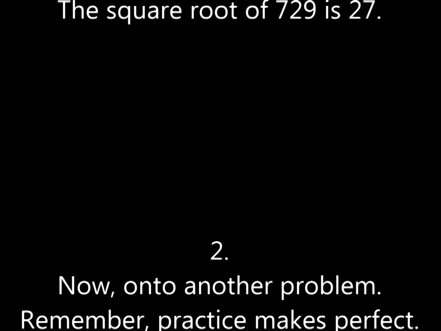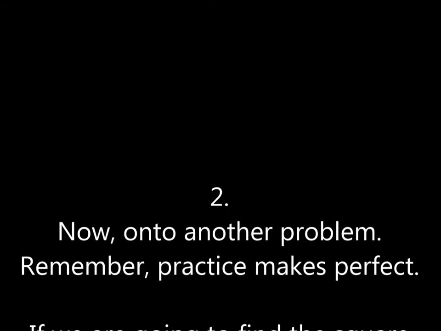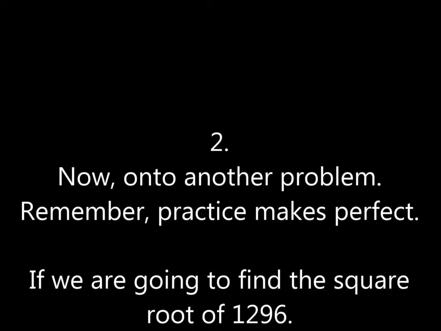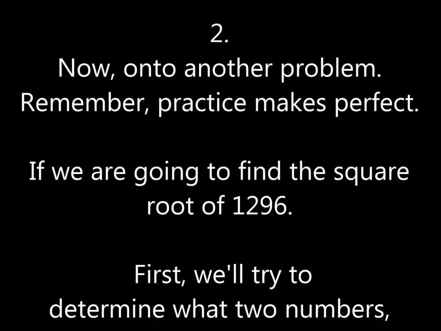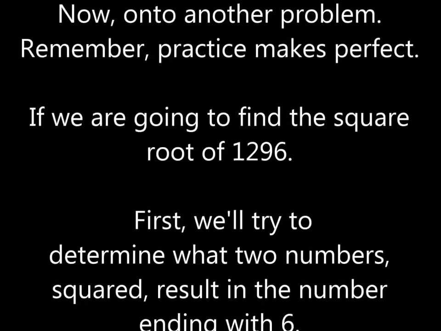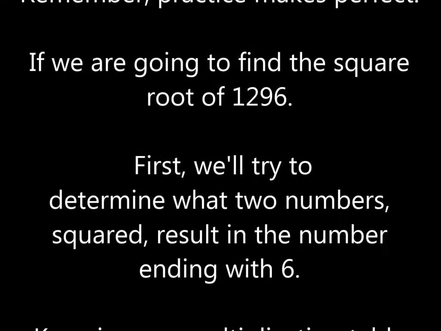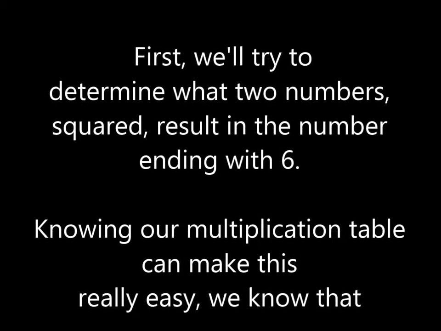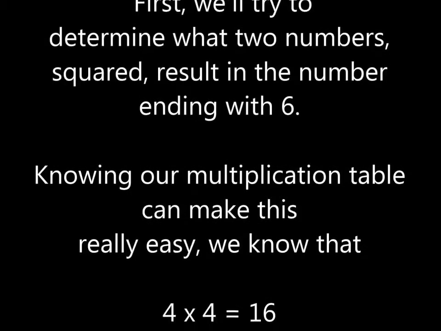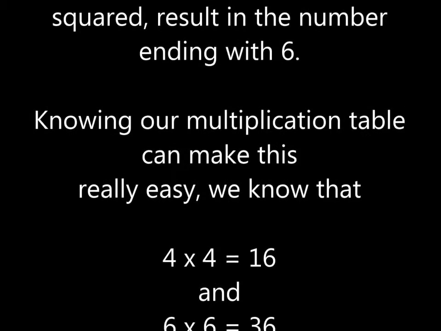1,296, first we'll try to determine what two numbers squared will result in the number 6, which is the last number of the problem. Knowing our multiplication table can make this really easy because we know that 4 times 4 is 16, and 6 times 6 is 36. Now, we know our answer will end in either 4 or 6.